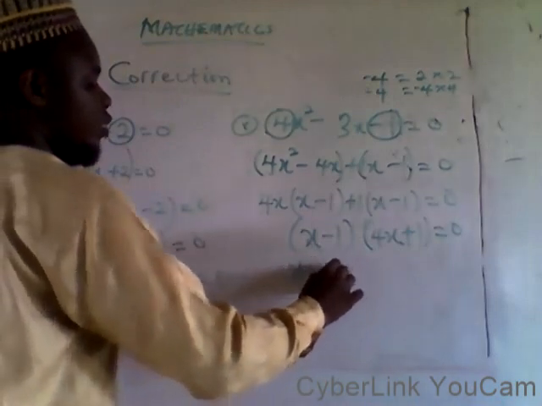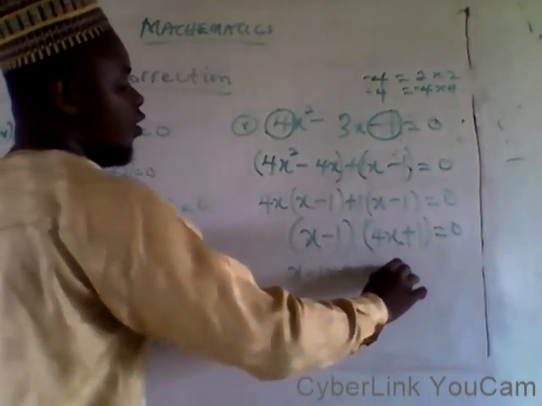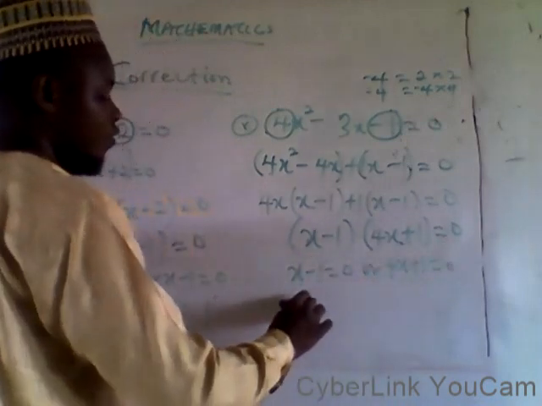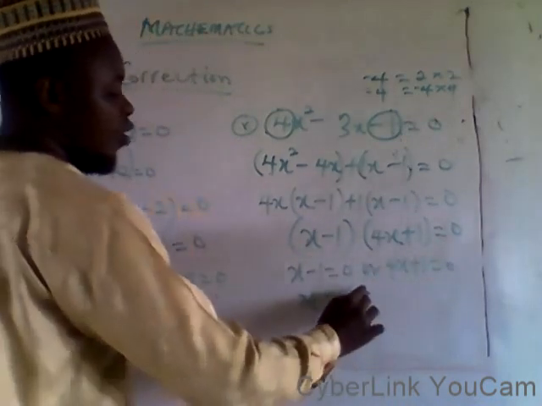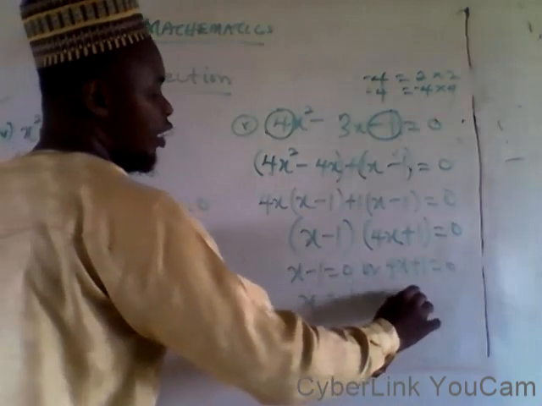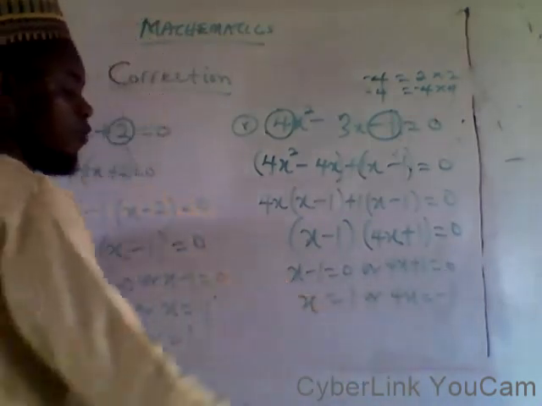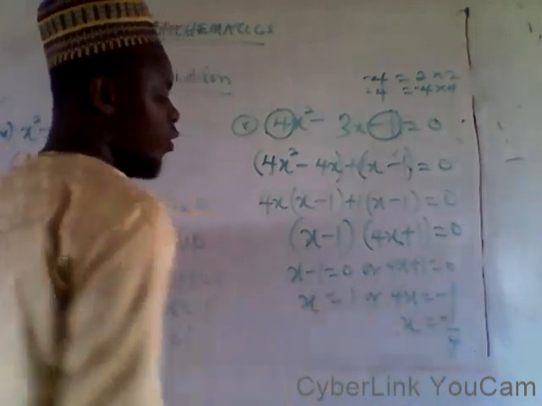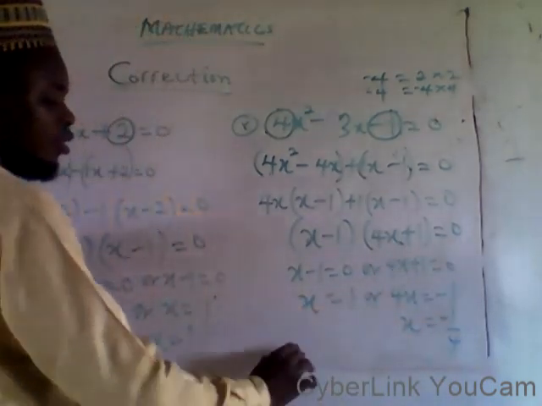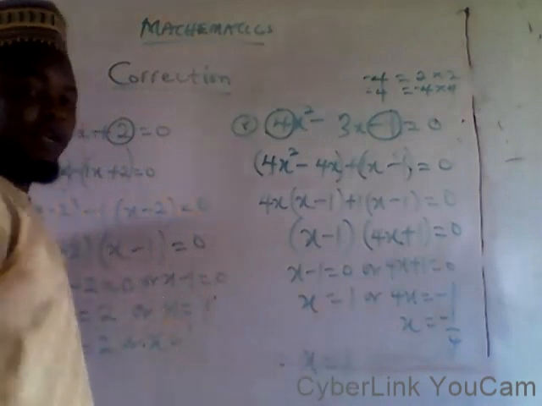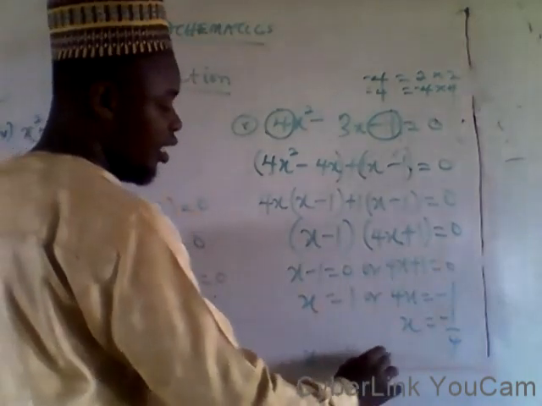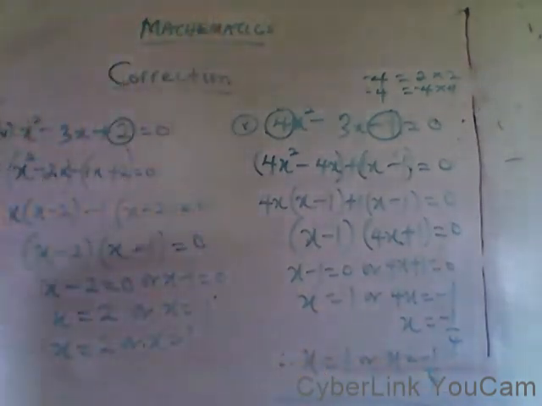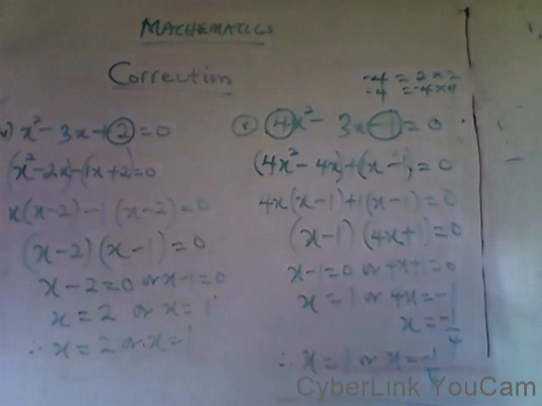x minus 1 equals 0, or 4x plus 1 equals 0. Right? So you have your x to be 1, or your 4x to be minus 1. From here, you are going to have your x to be minus 1 over 4. Therefore, x equals 1, or x equals minus 1 over 4. You are done. That is it for the correction.